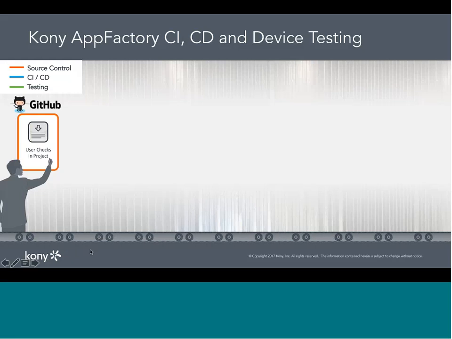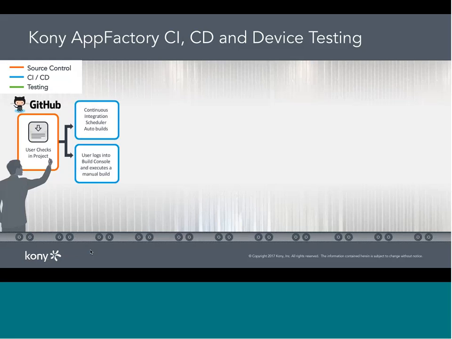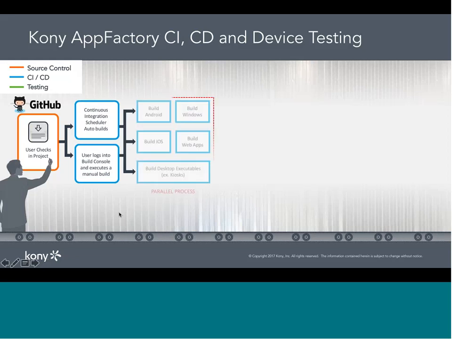Okay, so let's walk you through the scenario of how this works end to end. Well, first the user checks in the project into the source control repository, in this case GitHub, and then the continuous integration builders will schedule those builds, and you can schedule those to run every 15 minutes, 30 minutes, an hour, maybe once a week, once all the commits have gone in. But a lot of it is part of the process that you establish as part of your release cycle. And then the user can also manually log in and execute that build.